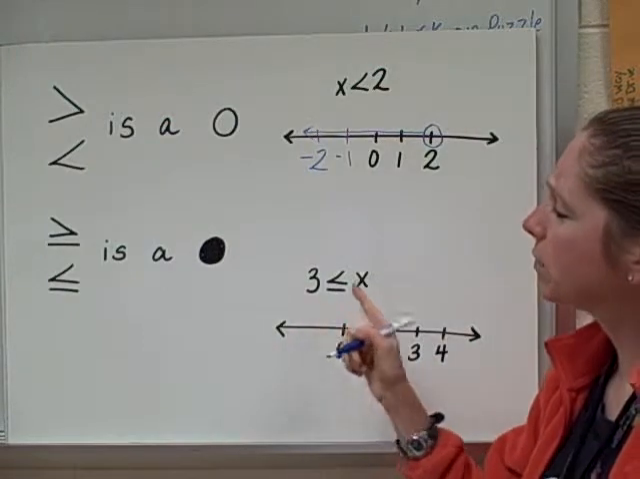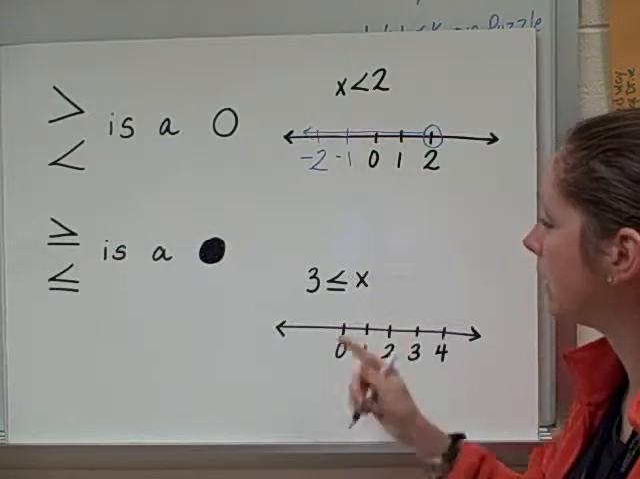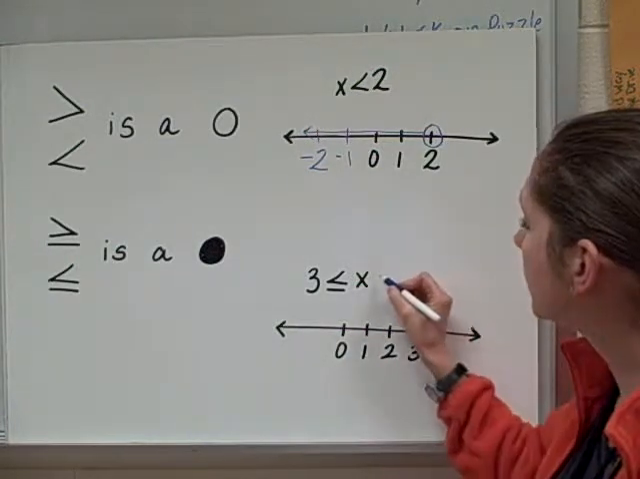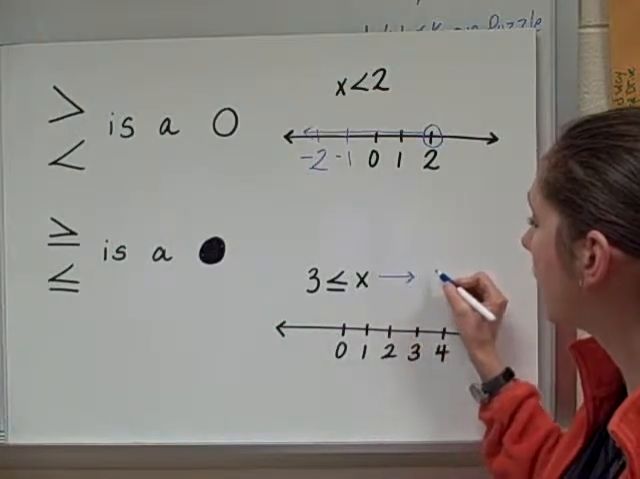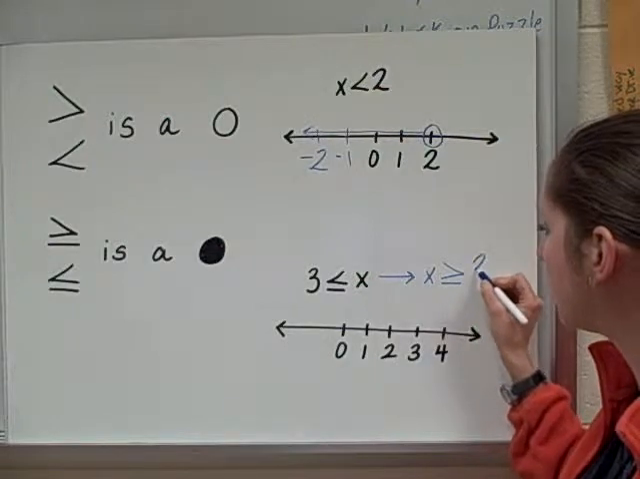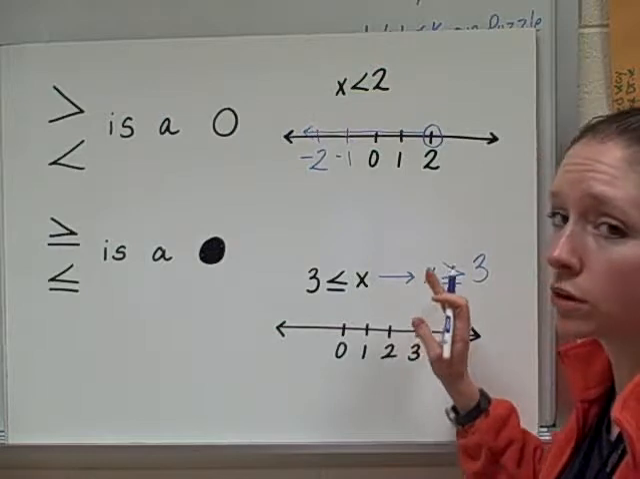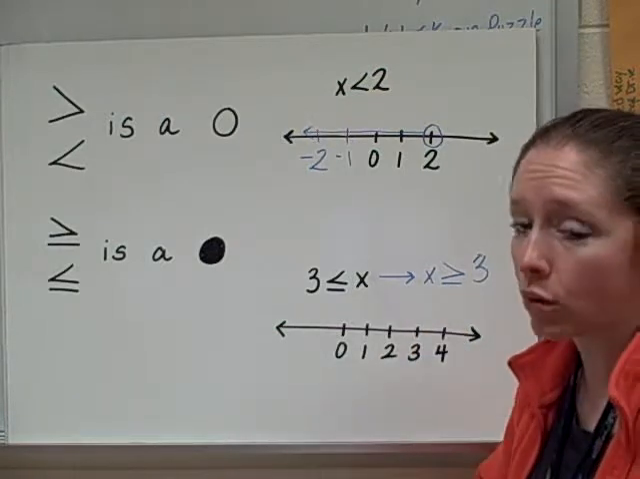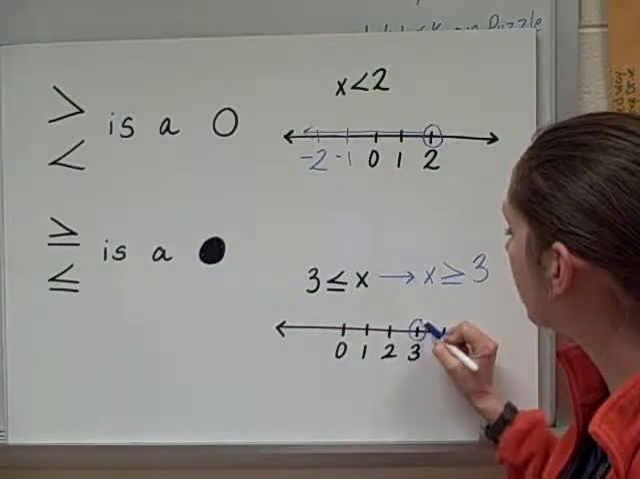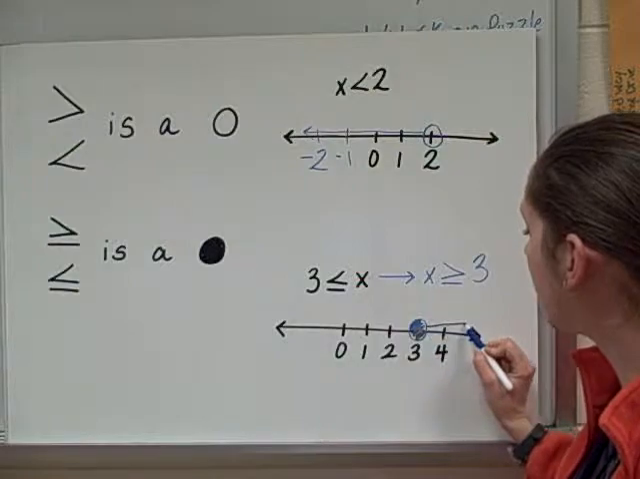Okay, for this type of problem where we have 3 is less than or equal to x, be careful because x is on the other side of the inequality symbol. So this is the same thing as x is greater than or equal to 3. So that means it includes all numbers equal to or greater than 3. So that means 3, 4, 5, 6, and so on. So I'm going to put a closed circle on top of the 3, color it in, and shade up.